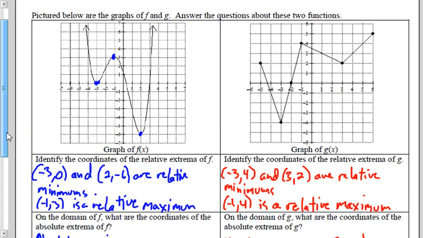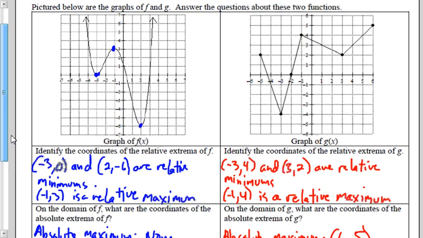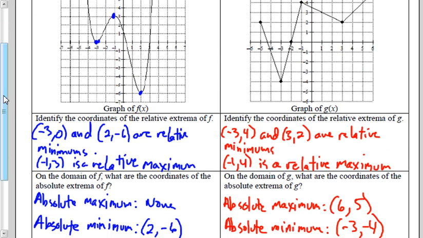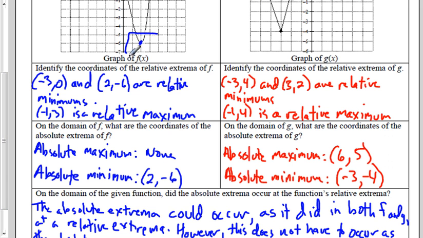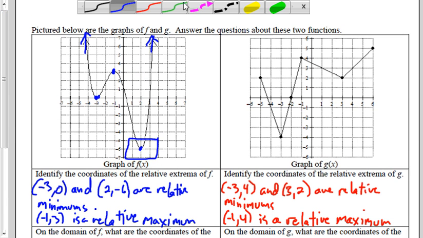The question then asks down below, what do we have for absolute max and absolute min? Well, this goes on and on forever. Both tails go up, so you're never going to have an absolute max, so there's none. But then I look here, and it just happens that this relative min is also the absolute min. Okay, let's look at graph g.